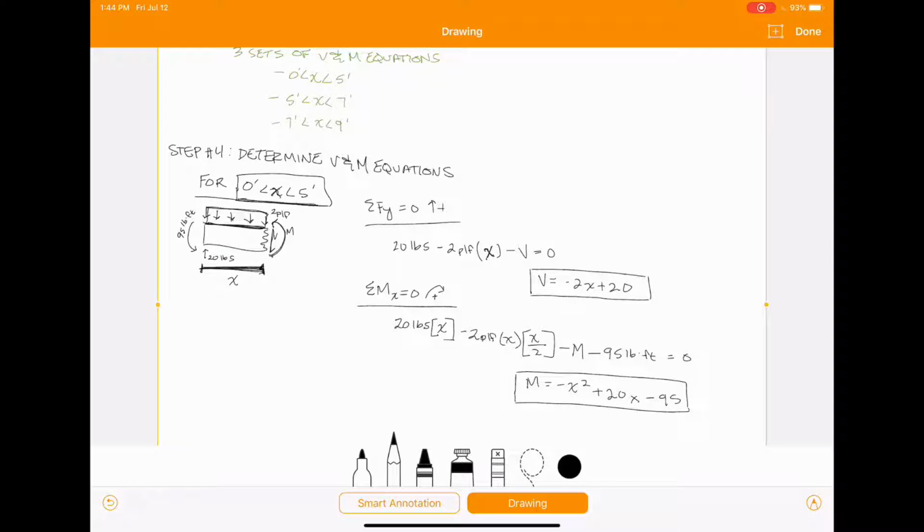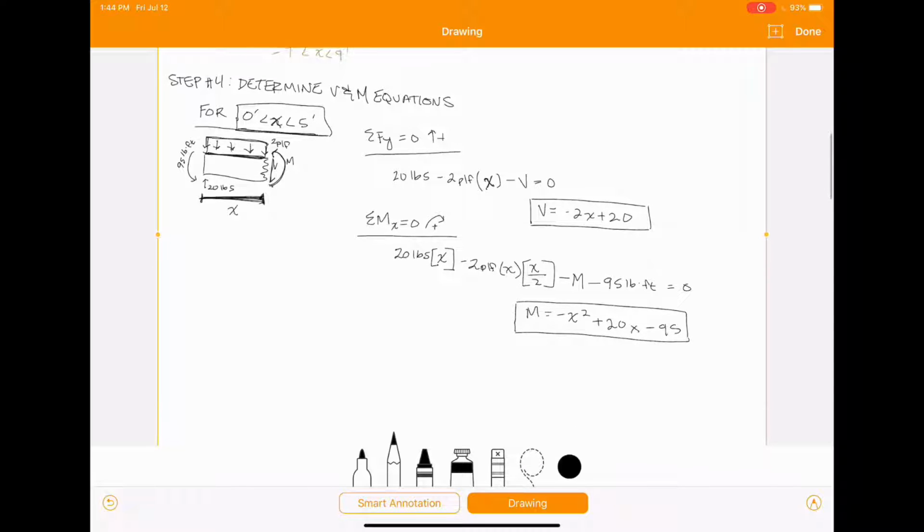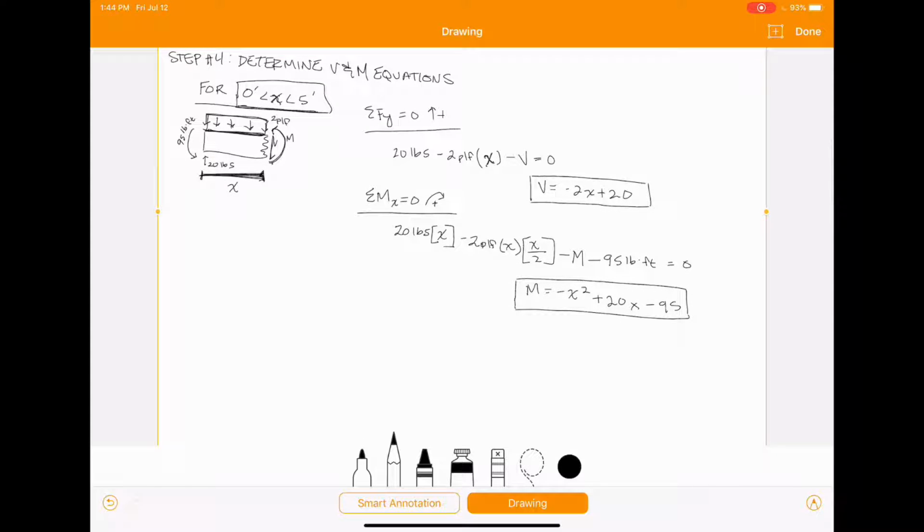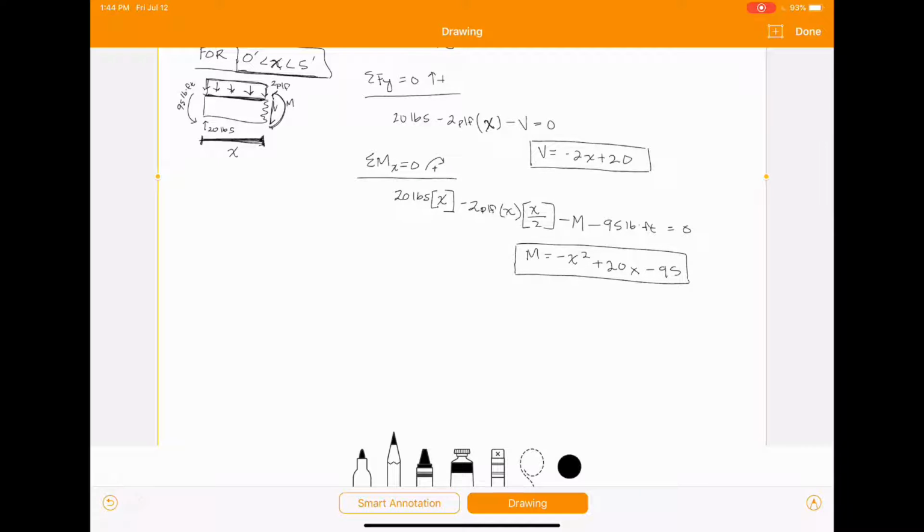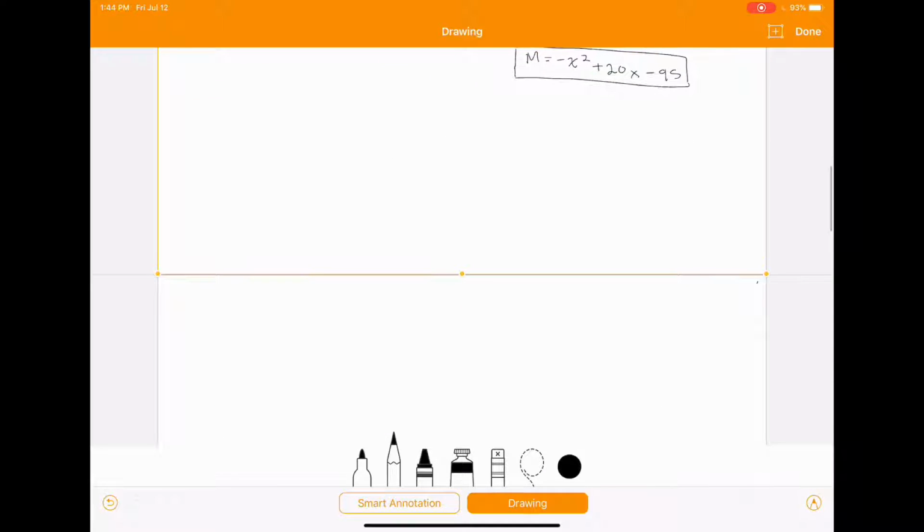And that's our equation for moment. So now we can go ahead and move on to our next section. So for x being between 5 feet and 7 feet.